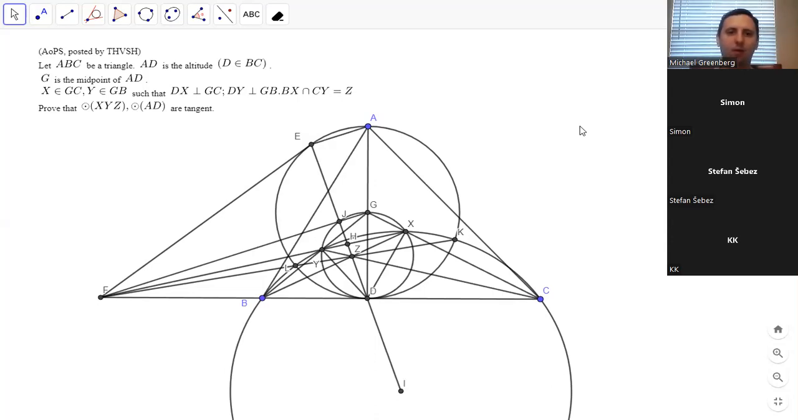I think we should not assume that this is tangent. Yeah, no, I agree. So I lies on the polar of F. Also, obviously, D lies on the polar of F. So DI is the polar.